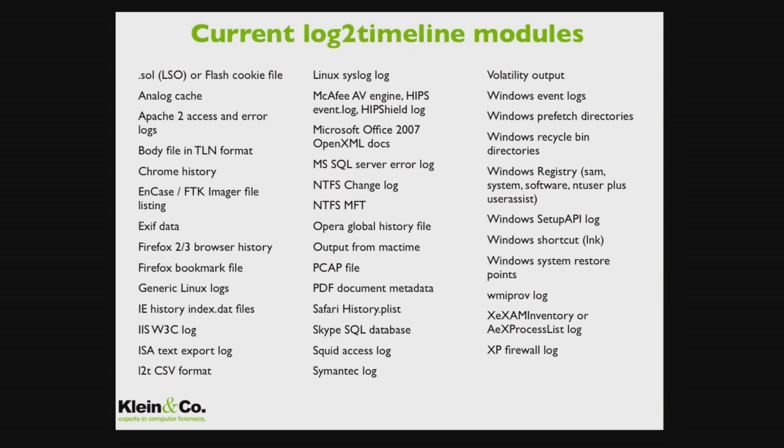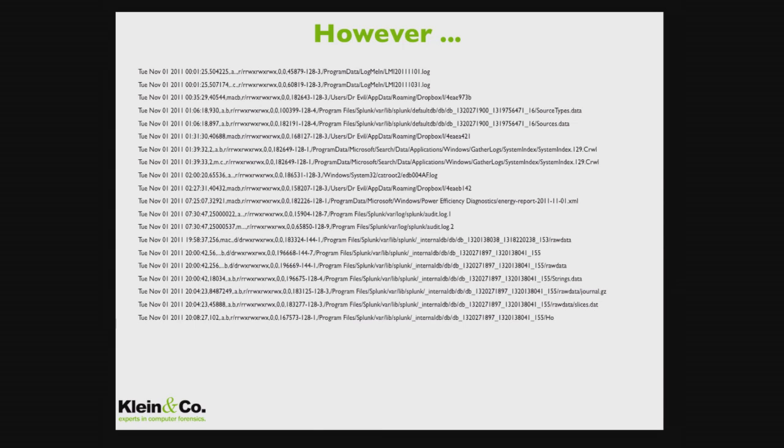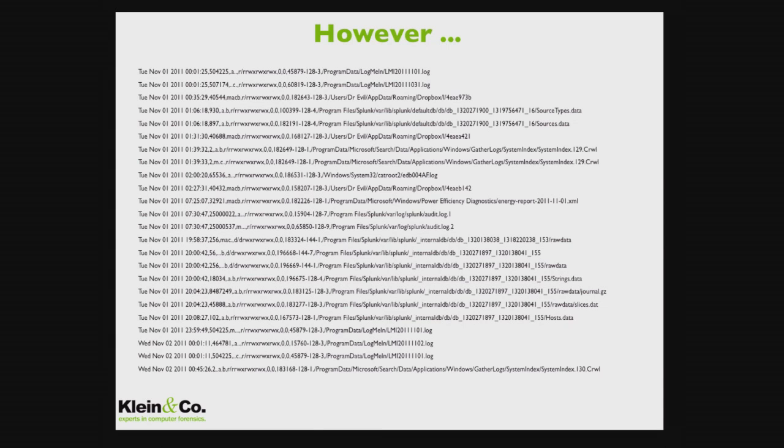However, the problem we now have is we have almost information overload. If you take a timeline from a typical computer system, it's fairly easy to create millions of records worth of timestamp information. And the natural question is, what do you do with all this? How do you analyze it? How do you make sense of it in a quick and efficient, powerful way?